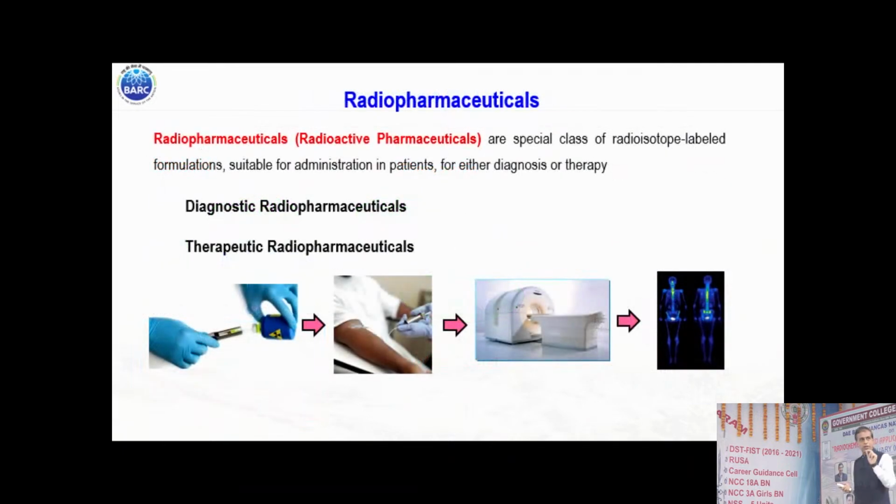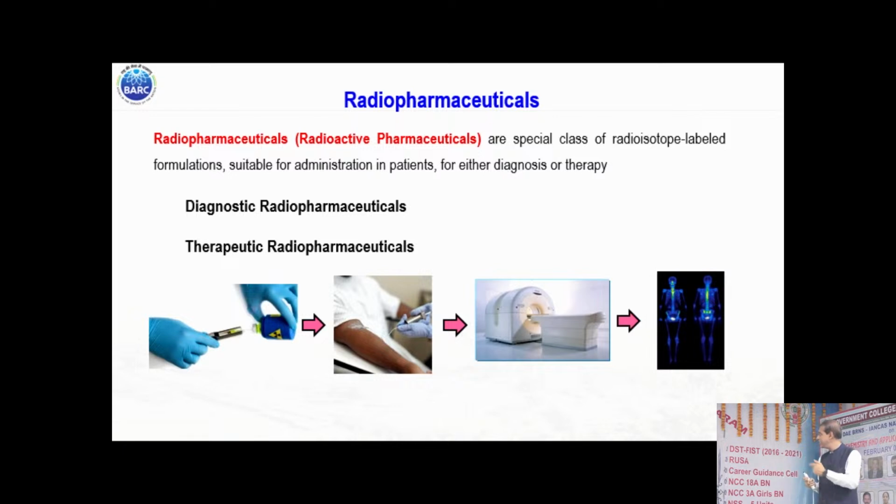Now, I will introduce the concept of radiopharmaceutical. So, what is a radiopharmaceutical? As the name indicates, it is basically a radioactive pharmaceutical. Pharmaceutical means a drug that you take when you are not well, and when we add a radioisotope with it, that is called a radiopharmaceutical.